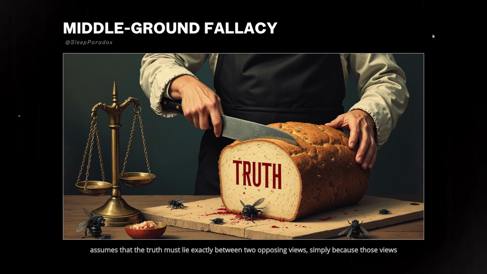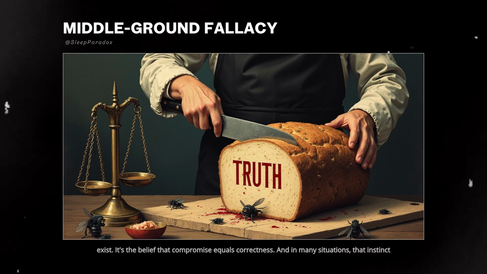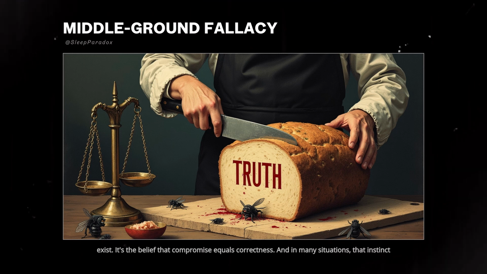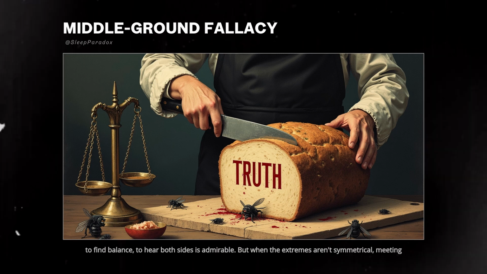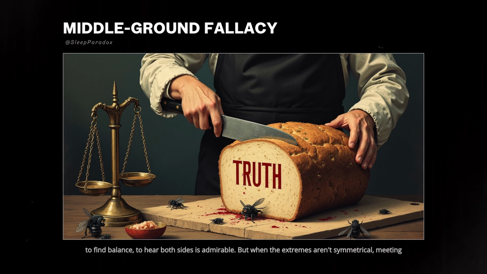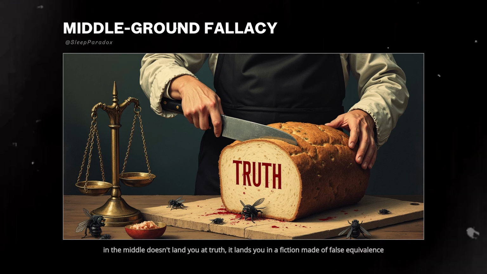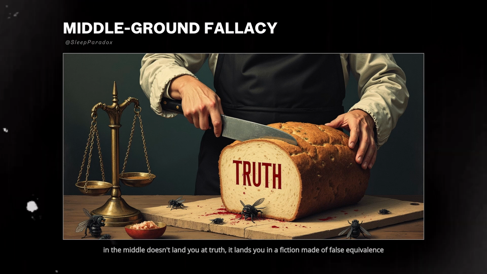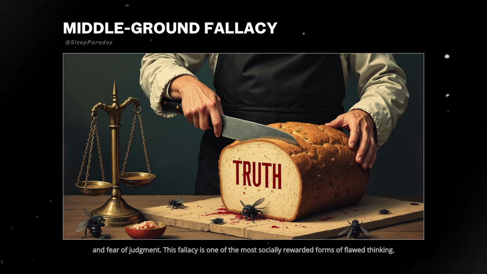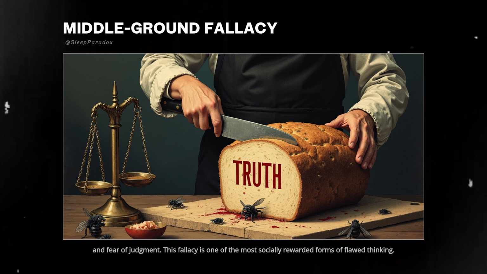The middle ground fallacy happens when someone assumes that the truth must lie exactly between two opposing views, simply because those views exist. It's the belief that compromise equals correctness. And in many situations, that instinct to find balance, to hear both sides, is admirable. But when the extremes aren't symmetrical, meeting in the middle doesn't land you at truth. It lands you in a fiction made of false equivalence and fear of judgment.